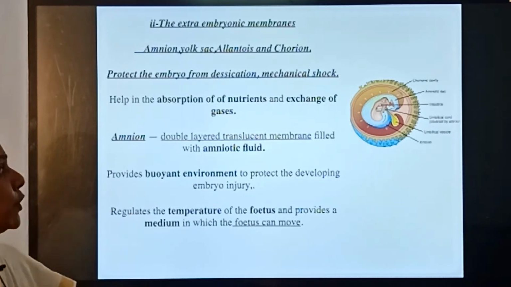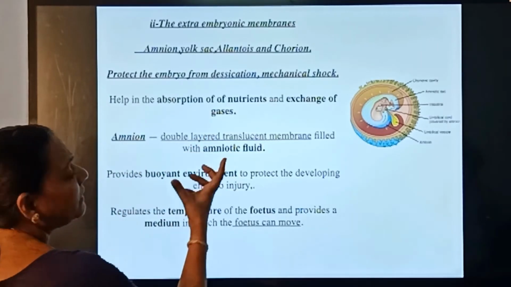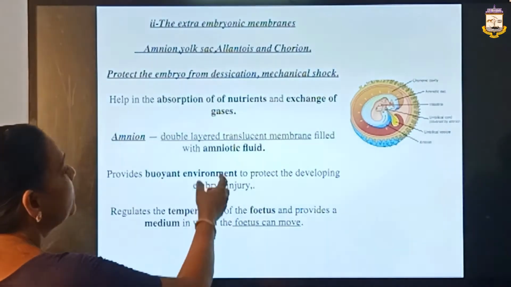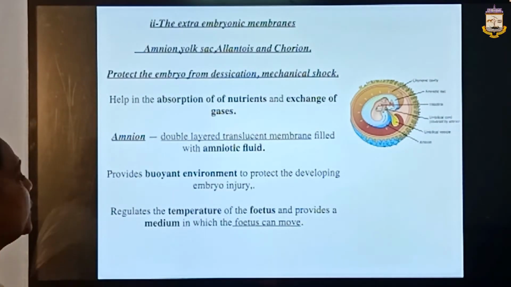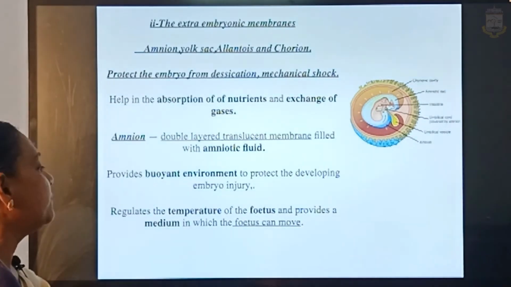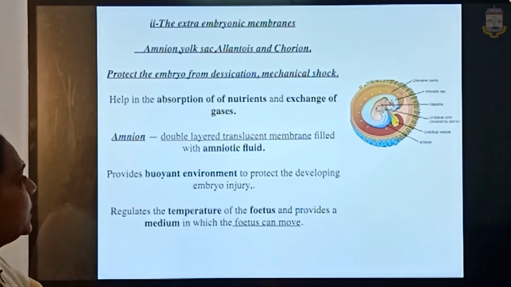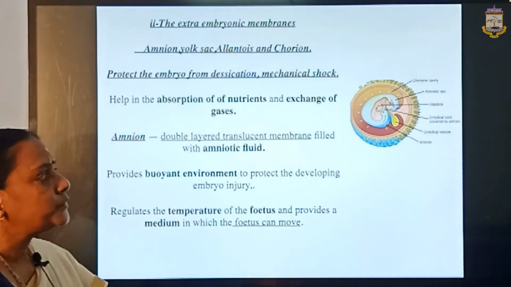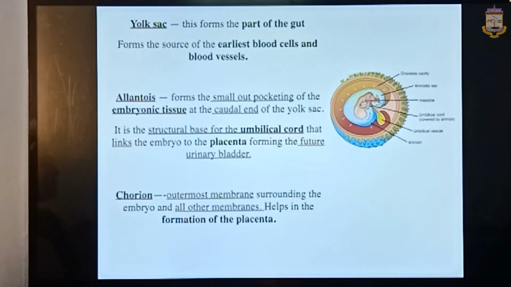Even if the mother is in a coma, the baby is protected by these extra embryonic membranes. The first one is the amnion. This double-layered translucent membrane, filled with amniotic fluid, bathes the baby, providing a medium and a buoyant environment. All these aid in protecting the baby, and also help in absorption of nutrients and exchange of gases.